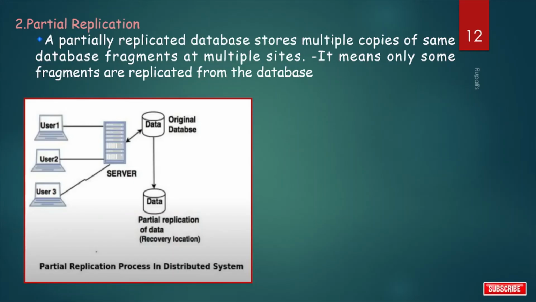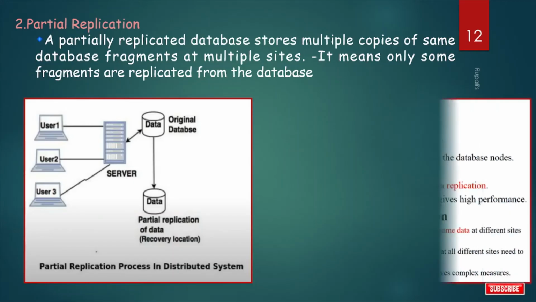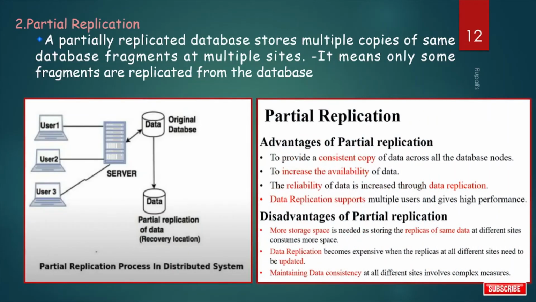So, what are the advantages and disadvantages of partial replication? The advantages are it provides a consistent copy of data across all the database nodes. It increases the availability of data because of replication. The reliability of data is increased through data replication. Data replication supports multiple users and gives high performance.